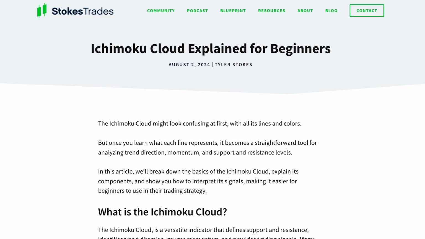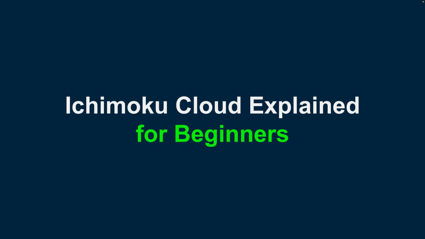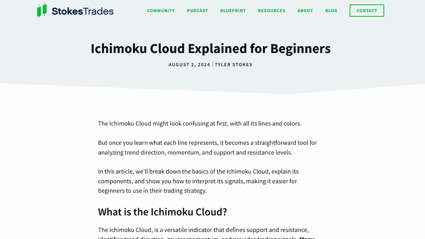In this video, we're going to cover the Ichimoku Cloud and we're going to explain it for beginners. So this is going to be very much an introduction to this technical indicator. We just want to understand what it is and how it works.